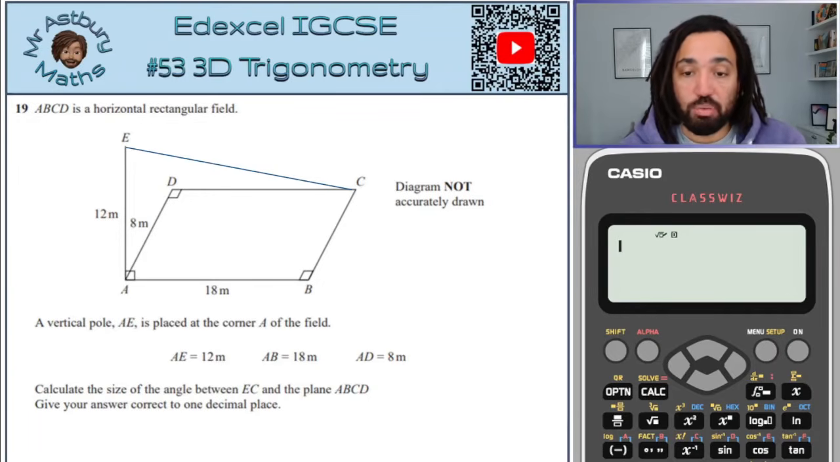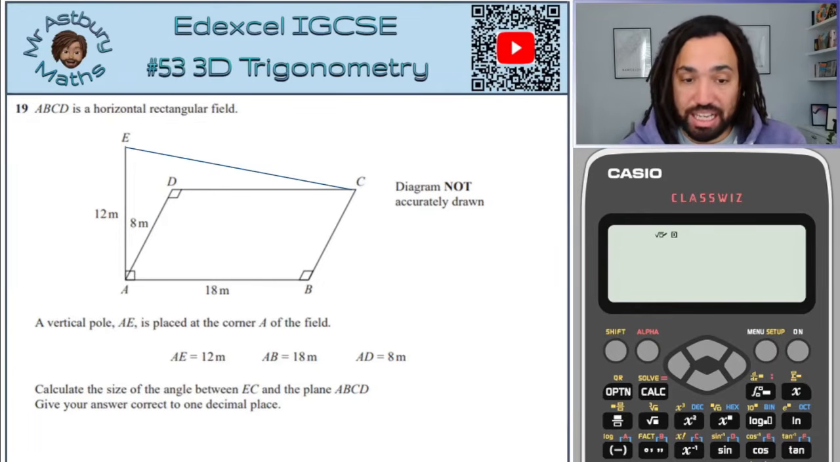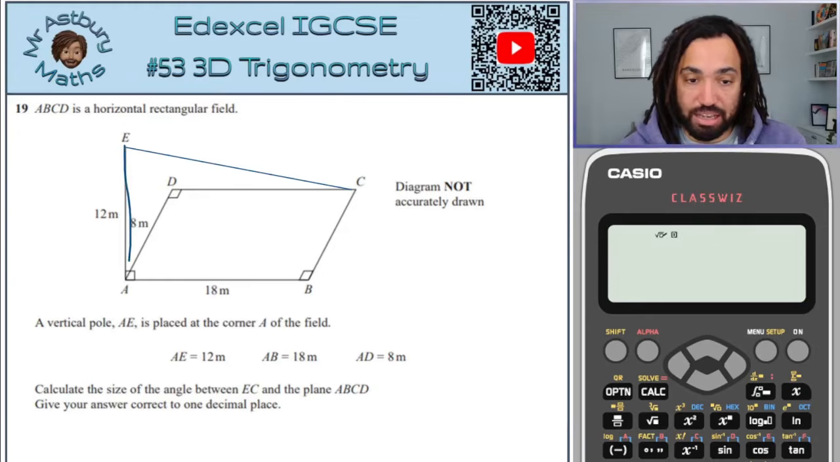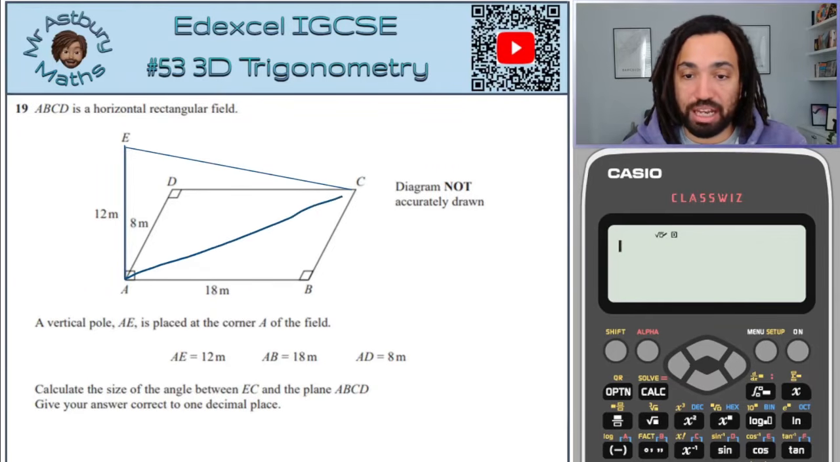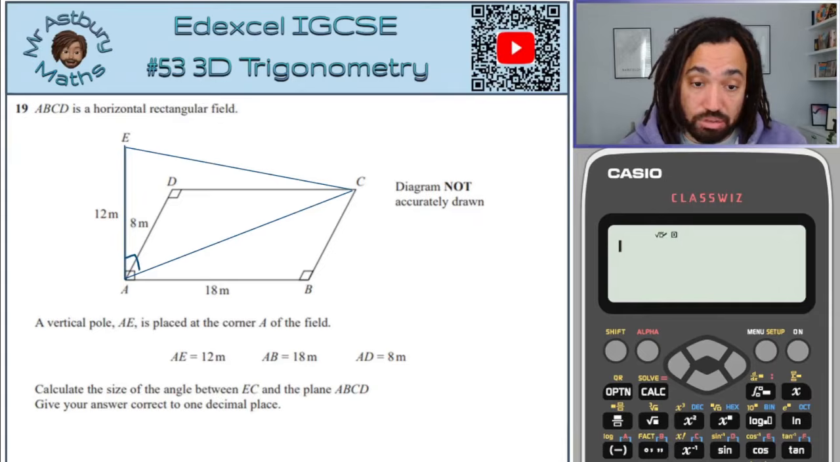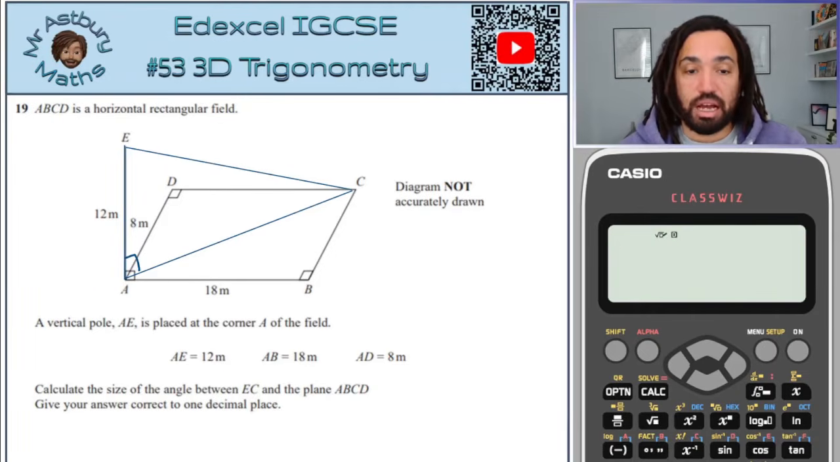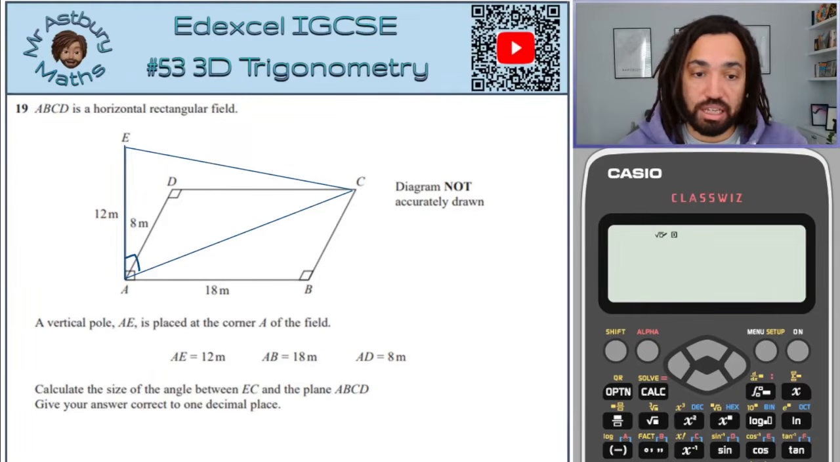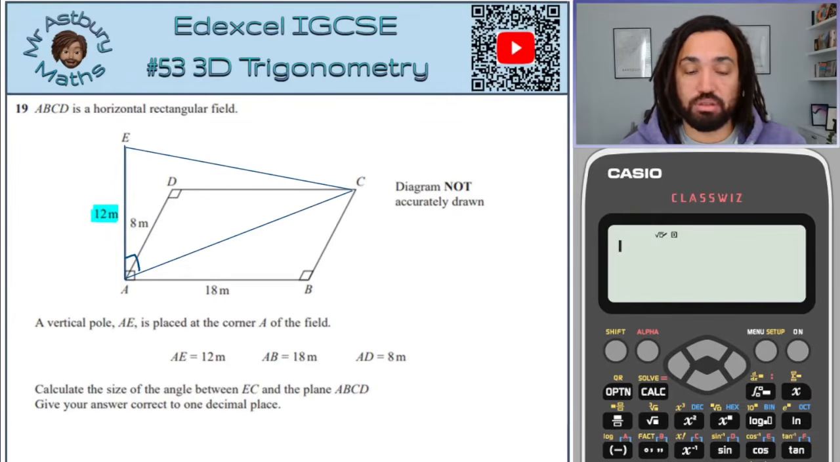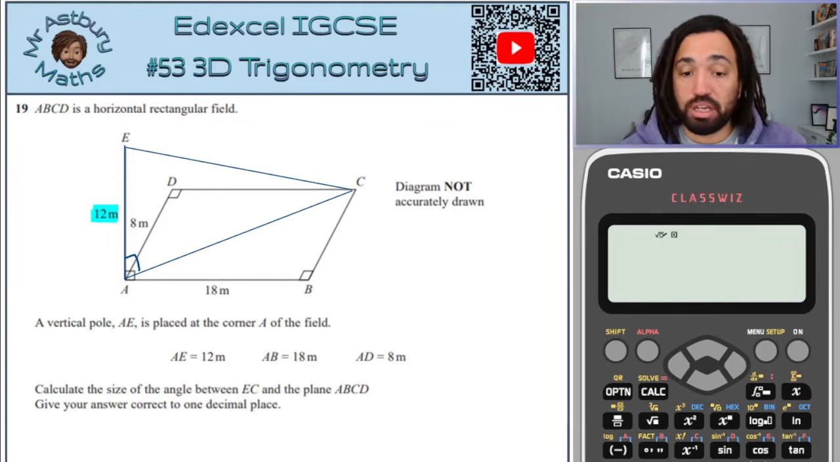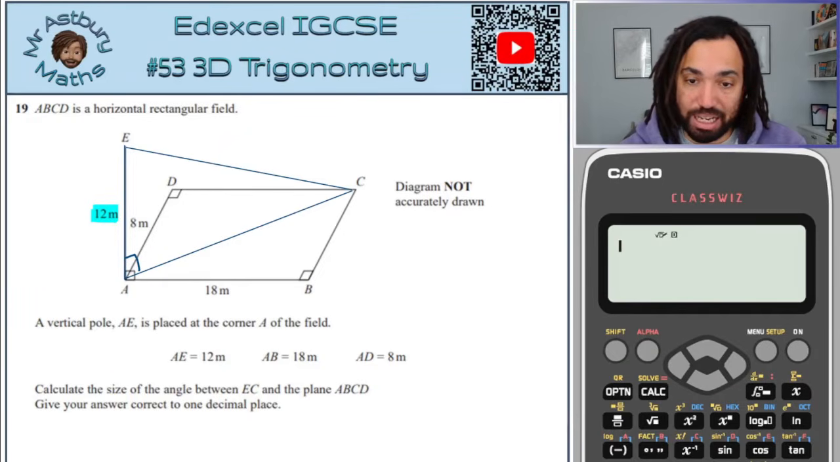So we've drawn the line C to E, and then we've got the line AE, which comes straight down. The next thing we do is draw a line along that plane connecting A and C, just like that. This creates a right angle triangle, and we already know one side of this triangle is 12. We are looking for the angle between EC and the plane, so it'll be this angle in here. Let's call it X.